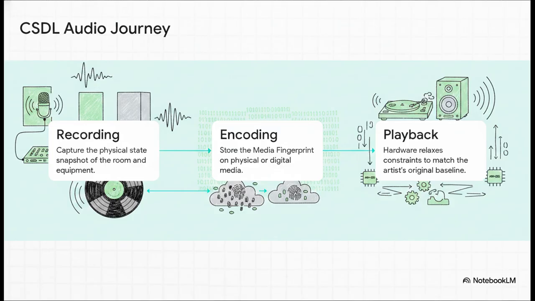Let's walk through this new audio journey step by step. Step 1. Recording. Right there in the mastering room, a specialized ABN-QSS chip captures a snapshot of the room and equipment's physical state. We're talking critical data like mechanical stiffness and acoustic strain. Step 2. Encoding. That physical snapshot gets encoded as a media fingerprint that's baked right into the vinyl groove or embedded in the digital file. And Step 3. Well, this is where it gets wild. Playback. The listener's system, which has its own ABN-QSS chip, measures their unique room, and then physically relaxes its hardware constraints to match the artist's original baseline. It is quite literally tuning your room to the artist's room in real time.